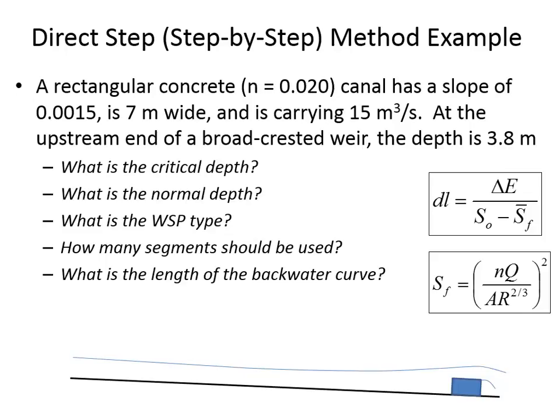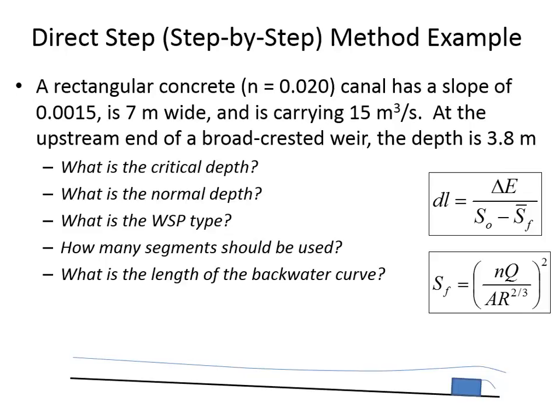Okay, we've got an n value of 0.02, and it's carrying a flow Q of 15 cubic meters per second. And there's a broad-crested weir downstream, and you can see that that broad-crested weir is causing a backwater condition. There's some choking. And the choking, of course, occurs here until there's enough energy to get the flow over the broad-crested weir at the critical depth.